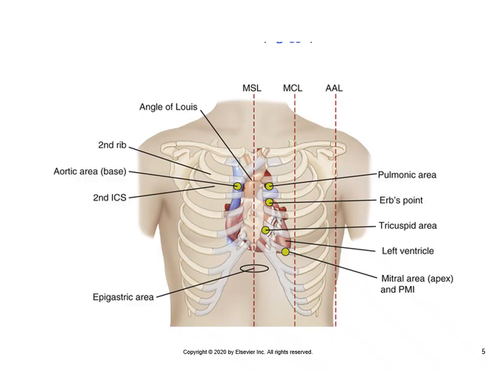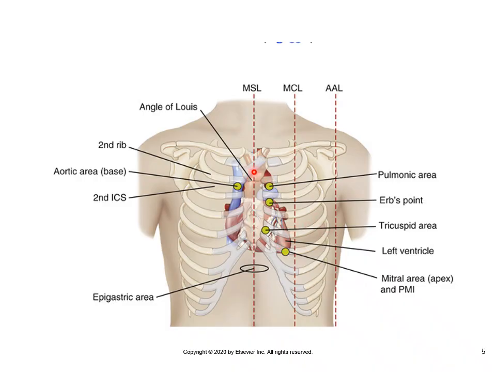Now when we're going to listen to the heart sounds, the first landmark that we will look for is what we call the angle of Louis. This is right here in the middle, and if you try to feel your chest, you will feel in the middle part something like a bone that is protruding, and that is the angle of Louis. Now the angle of Louis is by the second intercostal space. So, first intercostal space, second, third, fourth, fifth intercostal space, right?